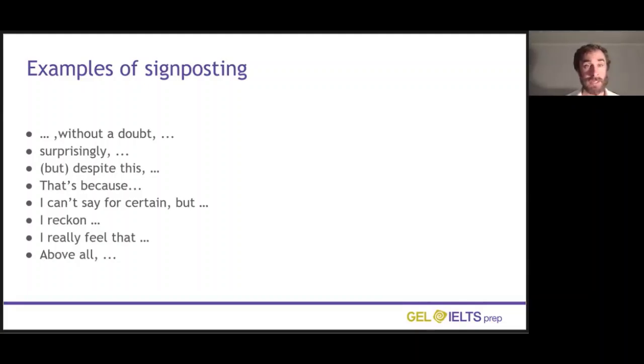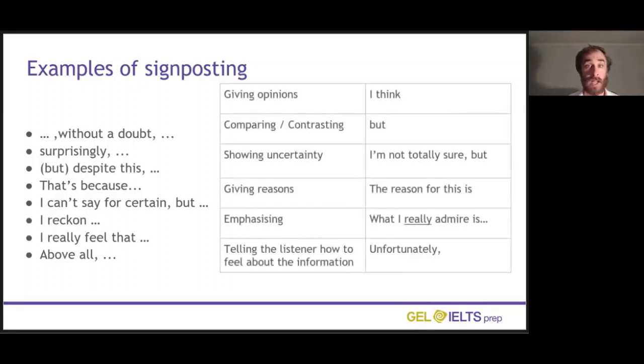Okay, so as you can see there, there's about 8 discourse markers for a short piece of speech. All of these discourse markers have different functions, and let's look at what those functions are. Okay, so let's check the function of the signposting language that I used and compare it to the similar language in the table. First, we have giving opinions.